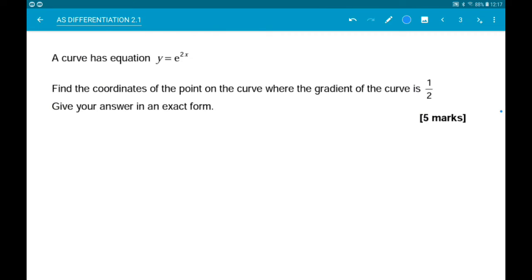Okay then, now for number 2. This one involves exponentials and logarithms too. So the equation of a curve is y equals e to the 2x. Find the coordinates of the point on the curve where the gradient is 1/2. Give your answers in an exact form. So that means either in terms of logs or fractions. First up, we're talking about gradient, so we need to find dy by dx.